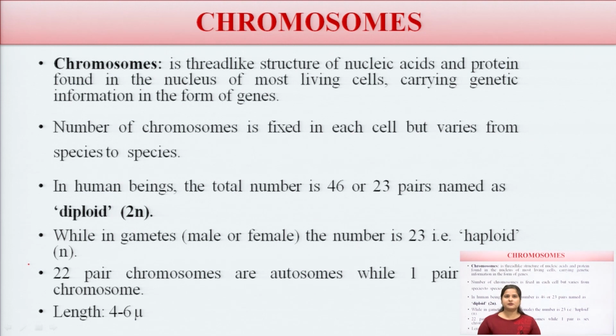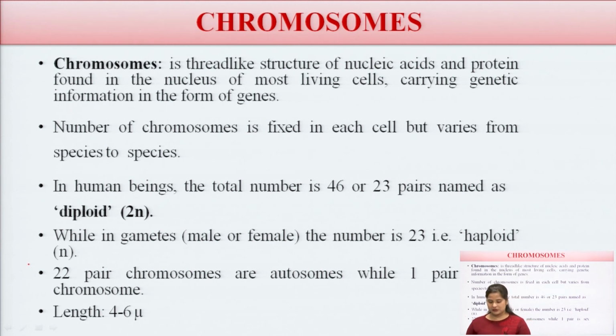Now, chromosomes. What are chromosomes? Basically, we always hear about the chromosome number. A chromosome is a thread-like structure of nucleic acid and proteins found in the nucleus of most living cells, carrying the genetic information in the form of genes. The number of chromosomes is fixed, but it varies from species to species.